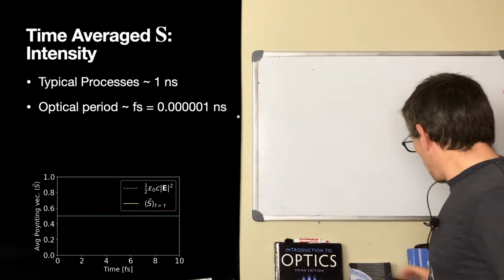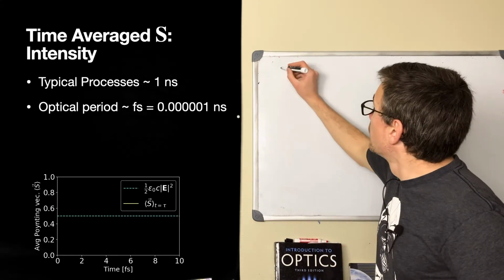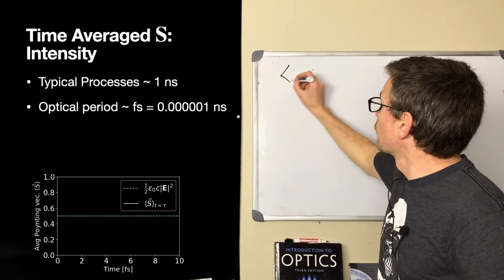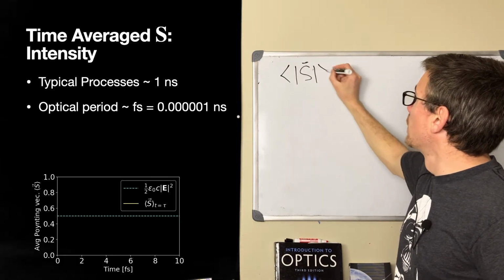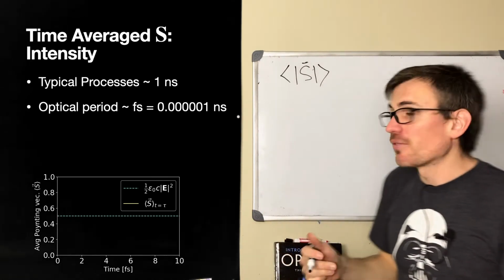So let's look at the time-averaged Poynting vector. Let's just write that down: the time-averaged magnitude of the Poynting vector. That's what we care about. That's how much actual energy we get on average.